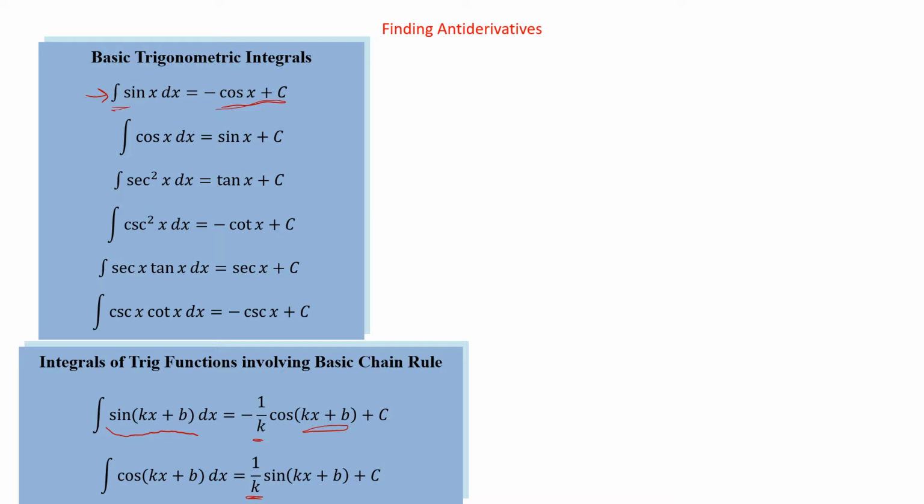Again, notice it goes to the very end, the outside. It's not part of the inside. It's not the cosine of kx plus b plus c. The plus c is just on the outside, sitting at the very end of everything else that you have. So those are some trig antiderivatives, and it's really just plug it into the formula type stuff.